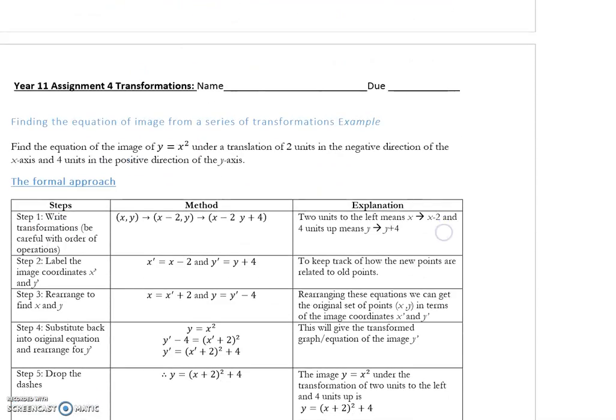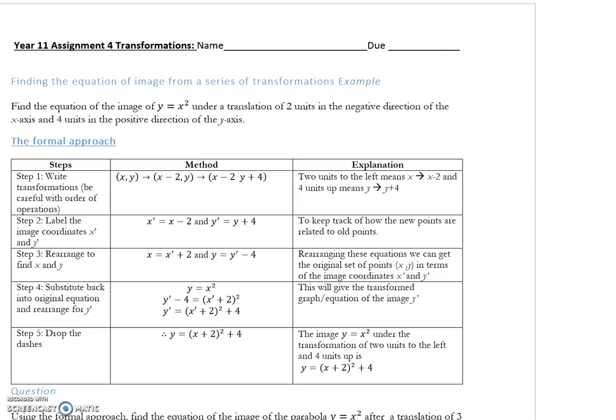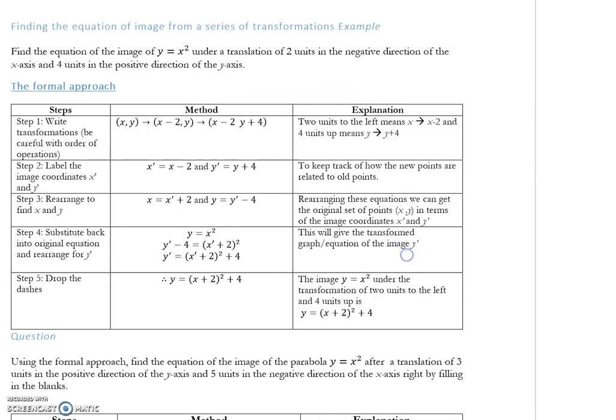All right, so we're going to go through a more formal method now. We're going to find the equation of the image from a series of transformations. Find the equation of the image of y equals x squared under translation of 2 units in the negative direction of the x-axis and 4 units in the positive direction of the y-axis. So what does that mean? Well, instead of x, y coordinates, you go 2 to the left, negative direction, and 4 up. So that's what that one looks like.